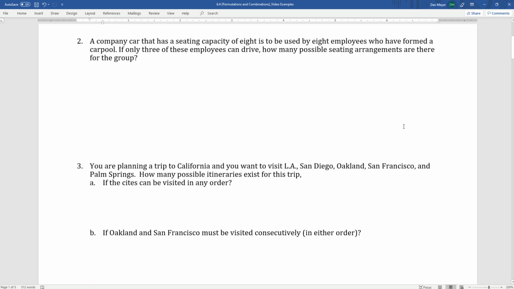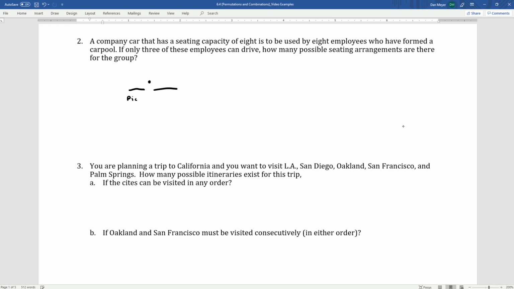Number 2, a company car that has a seating capacity of 8 is to be used by 8 employees who have formed a carpool. Only 3 of the employees can drive, and we want to know how many possible seating arrangements there are for the group. Now, this is kind of like a permutation with a twist. There's only 3 people that can sit in one of the seats, and so we don't have free reign to arrange however we wish. So I'm going to treat this as a multiplication principle problem with 2 stages.